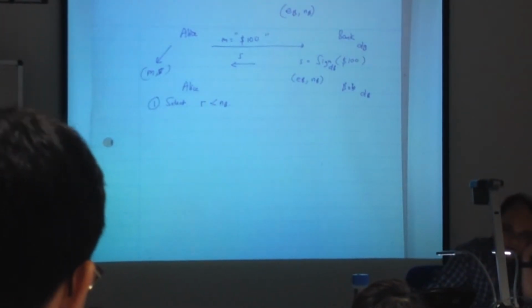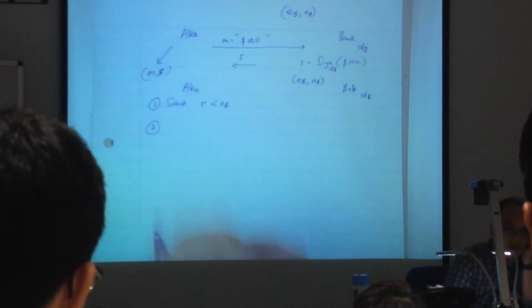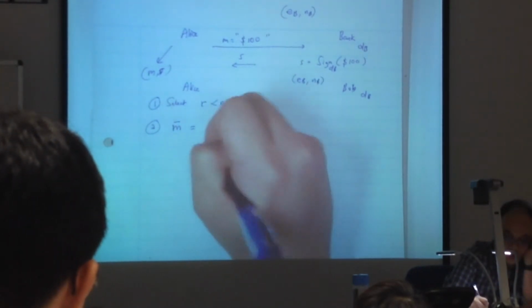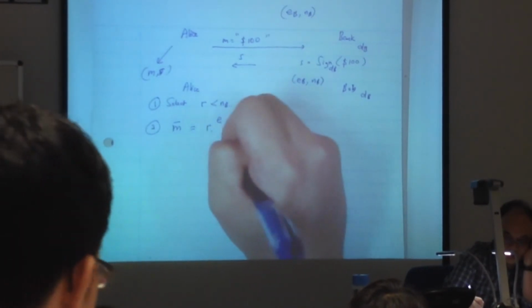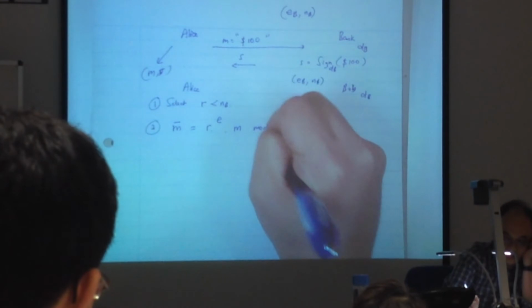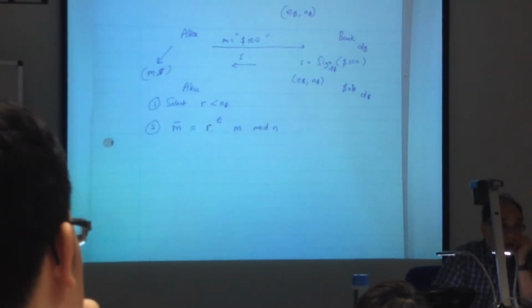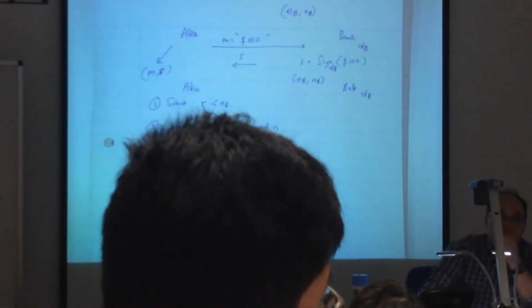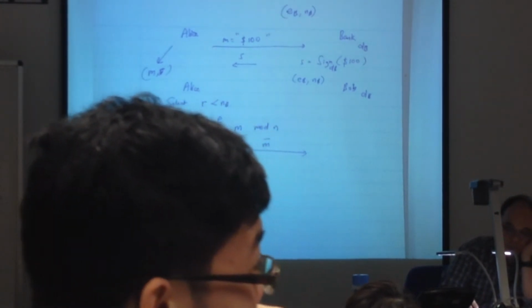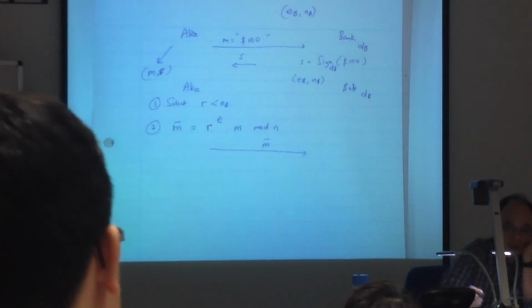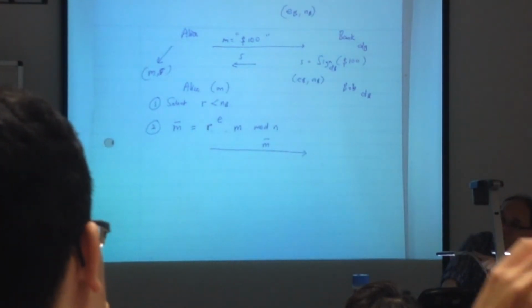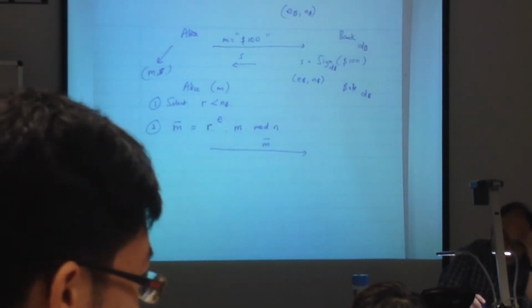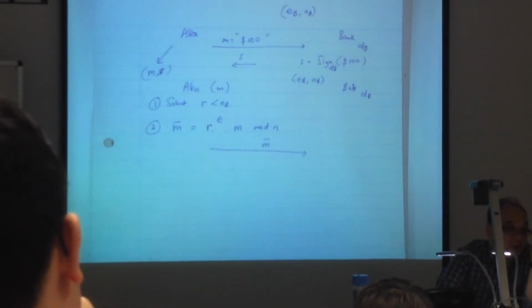Alice will select this R. And then Alice wants M to be signed by the bank. Alright? So Alice will compute M bar equal to R to the E multiplied by M modulo N. Okay, R to the E multiplied by M modulo N. And then Alice will send M bar to the bank. You can see that now the bank will receive M bar instead of M. Remember, the story is Alice wants M to be signed by the bank, but Alice does not want to send M to the bank. Okay? So Alice will multiply with R to the E modulo N.